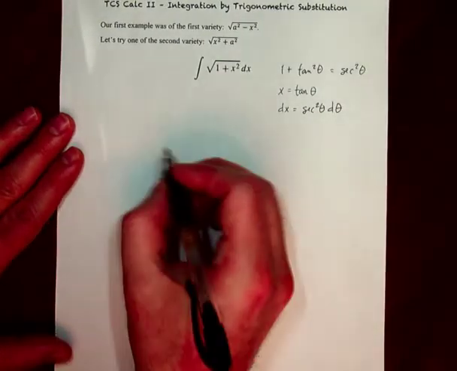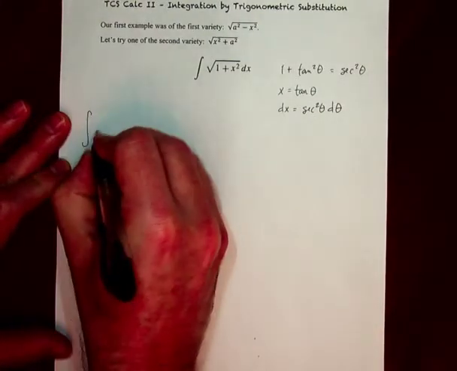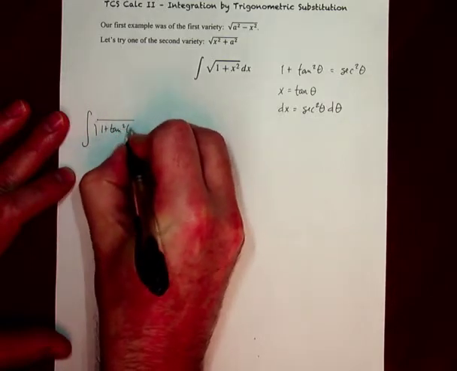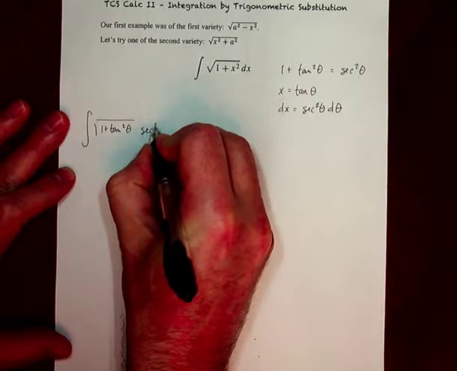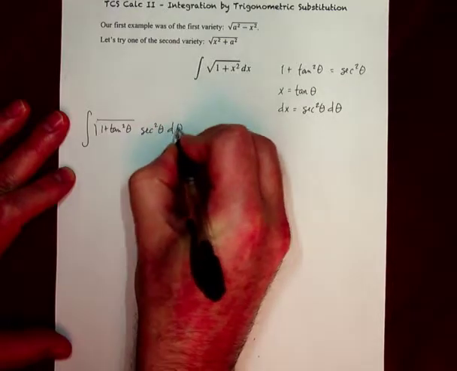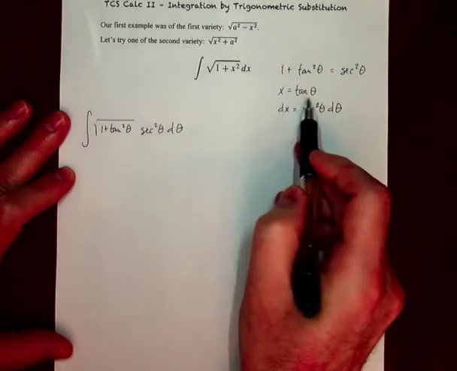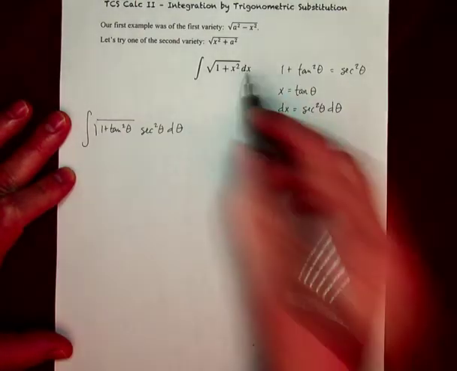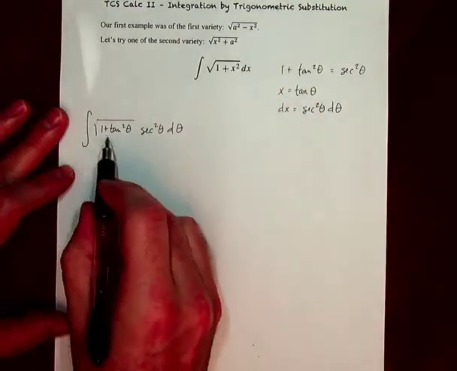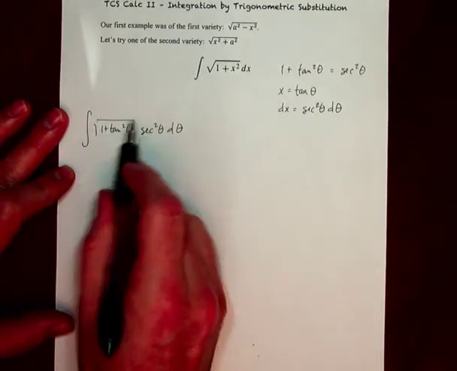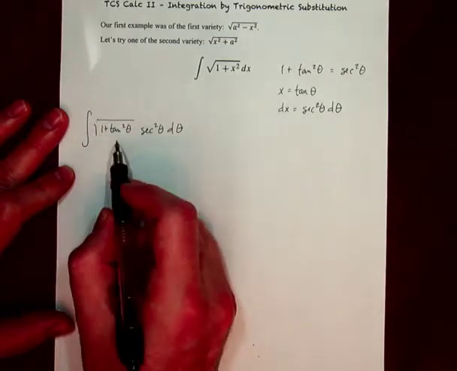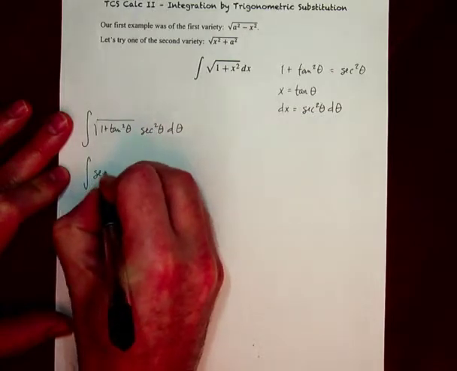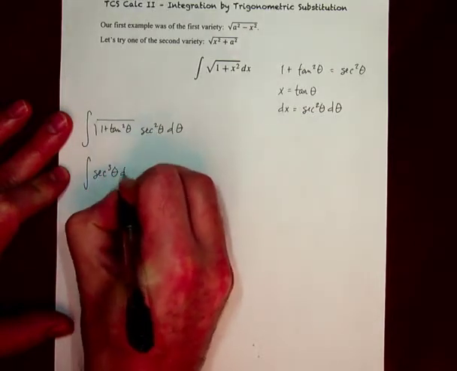Okay, well let's go ahead and substitute in, and we're going to get 1 plus tangent squared theta times secant squared theta d theta, where we've substituted tangent in for x and this whole thing in for the dx. Now this is going to become the square root of secant squared, or just secant, and that combines with this secant squared and becomes secant cubed theta d theta.